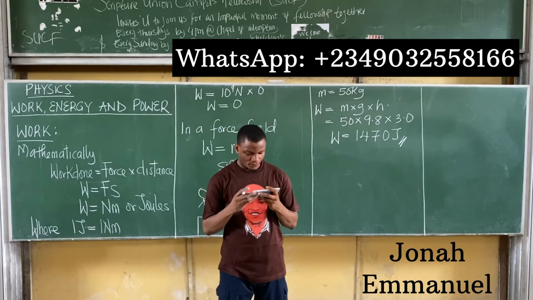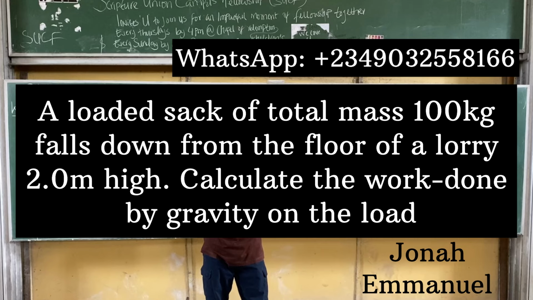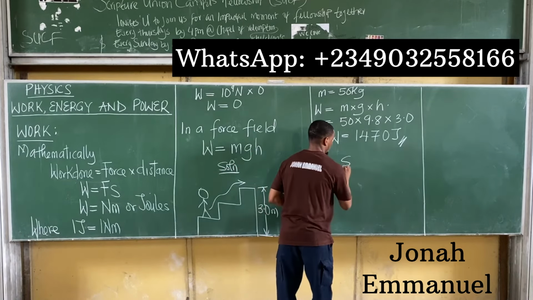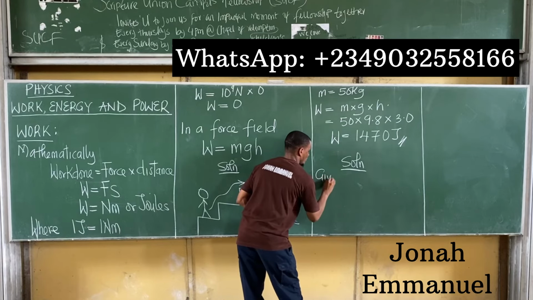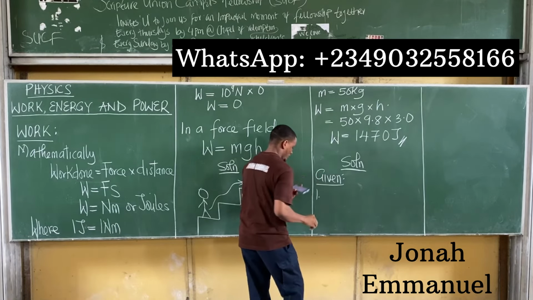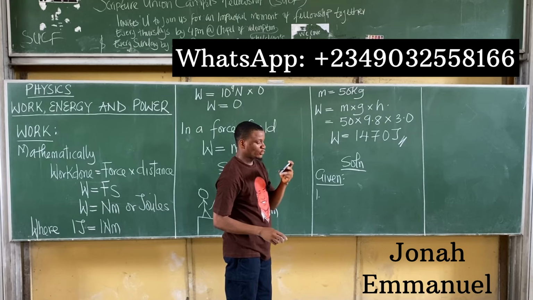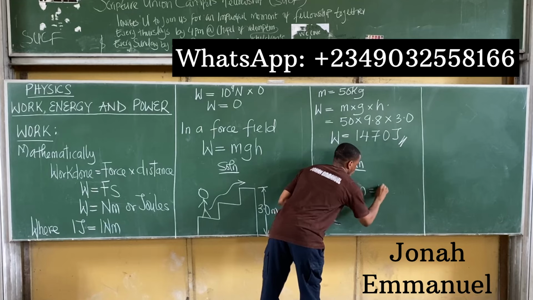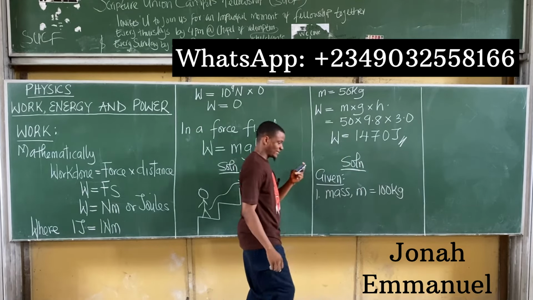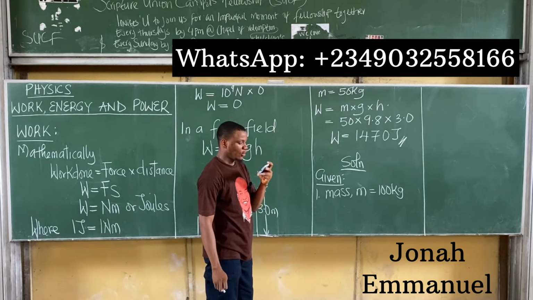All right, so example 2. Example 2 says, a loaded sack of total mass 100 kilogram falls down from the floor of a lorry 2.0 meters high. Calculate the work done by gravity on the load. All right, so solution, let's get this done. As usual, our first task is to list out the given parameters. What's the first I'm given? They said a loaded sack of total mass, so the mass m is equal to 100 kilogram.